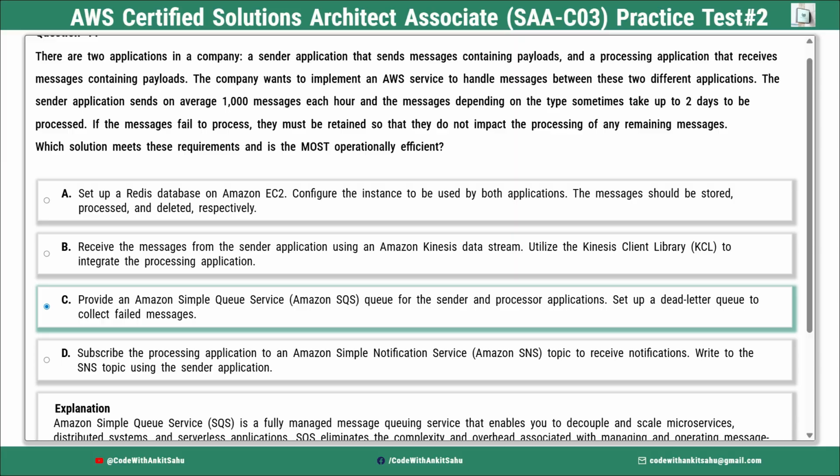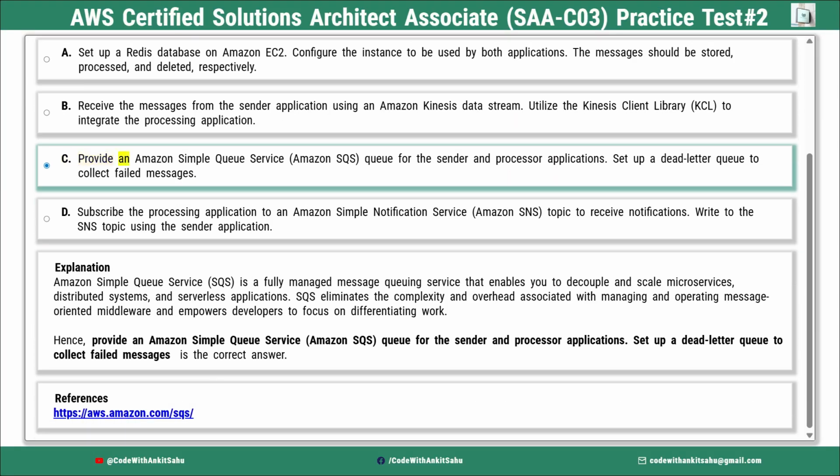Correct answer. Option C. Provide an Amazon Simple Queue Service, Amazon SQS, queue for the sender and processor applications. Set up a dead letter queue to collect failed messages.